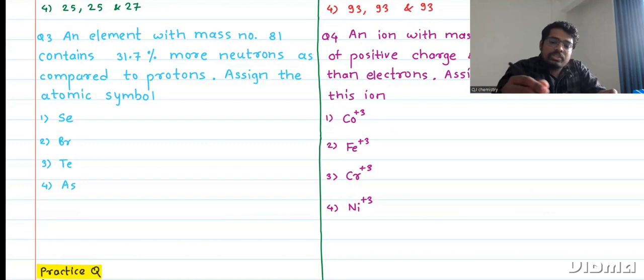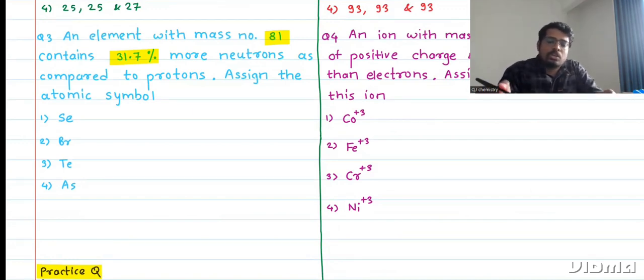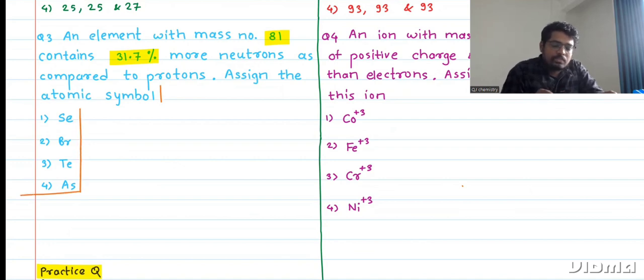Okay, so question number 3. An element with a mass number 81 contains 31.7% more neutrons as compared to protons. Assign the atomic symbol. Let us consider that the mass number is given to us. The value of A is given: A is equal to 81.